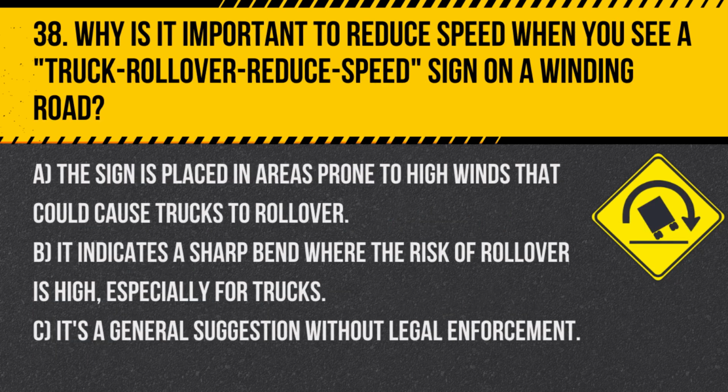Question 38. Why is it important to reduce speed when you see a truck rollover reduce speed sign on a winding road? A. The sign is placed in areas prone to high winds that could cause trucks to roll over. B. It indicates a sharp bend where the risk of rollover is high, especially for trucks. C. It's a general suggestion without legal enforcement. Answer: B. It indicates a sharp bend where the risk of rollover is high, especially for trucks. Reducing speed can help prevent accidents in these areas.